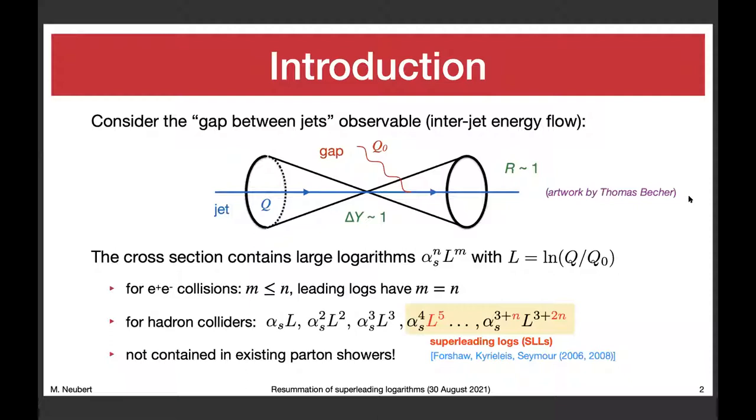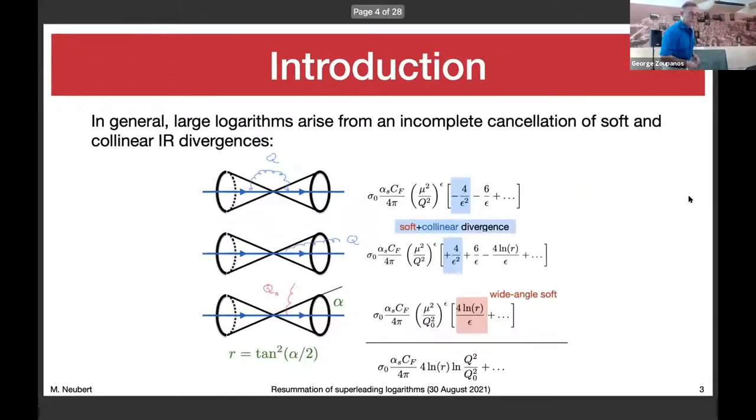For hadron colliders, something very strange happens. At 1, 2, and 3 loop order, it looks exactly like at e+e-, and starting at 4 loop order, one gets 2 powers of logs for each order. I should say this is actually a conjecture. We will prove this in our paper, but this is only known at this order. So these are the superleading logs, superleading because they're one order higher than one would naively expect. And these superleading logs are subleading in color and they are not contained in any existing parton shower. So they are completely missed in all calculations of LHC cross sections.